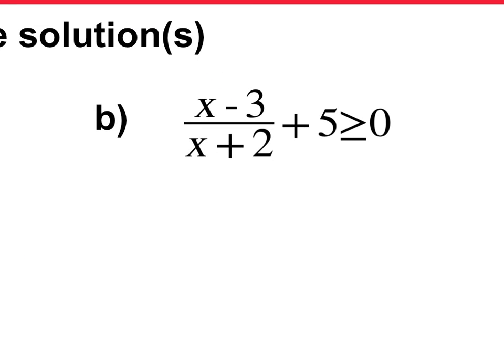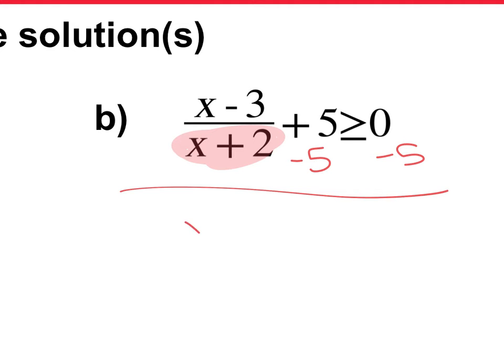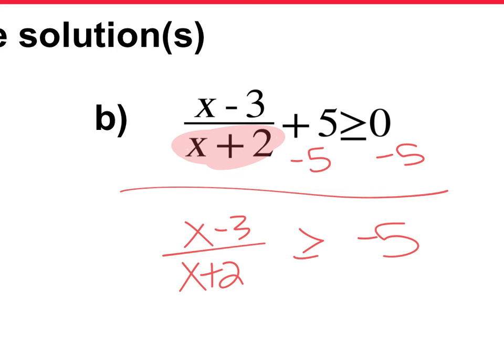All right, and then letter B, we have a rational equation. So we've got a denominator that has a variable in it. So let's start by subtracting the 5 over to the other side. Okay. And then the same idea can be done here, right? Whatever you have in the denominator, you can multiply it off. So we can just multiply by x + 2.